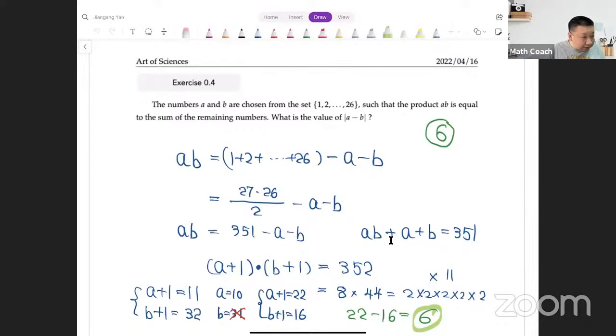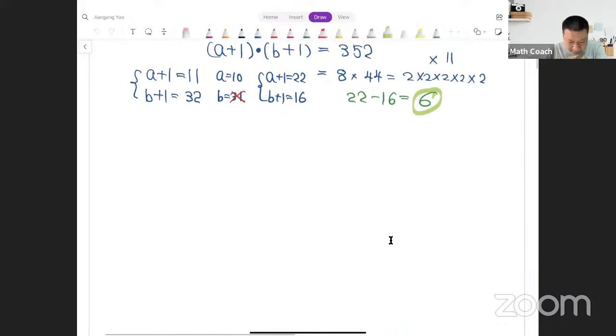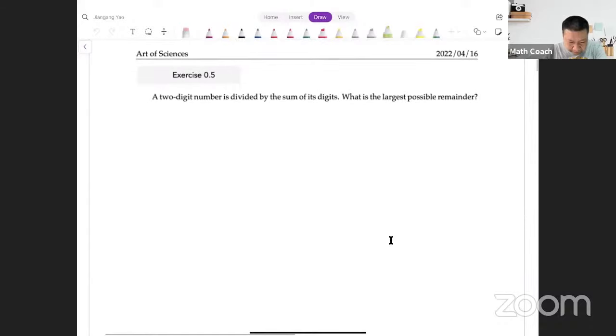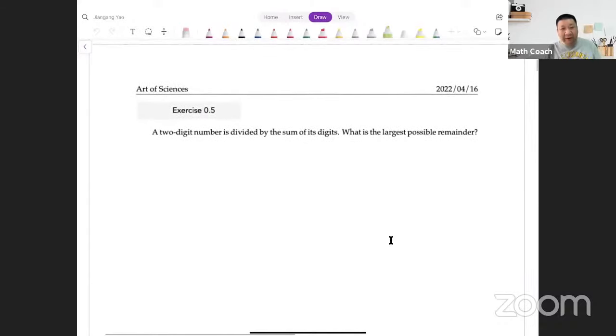All right, and that's problem 4. Okay, so yes, we spent a little bit more time, so that is already 8:38. And now let's move on to problem 5. It's a very short question. It's only 1 line.